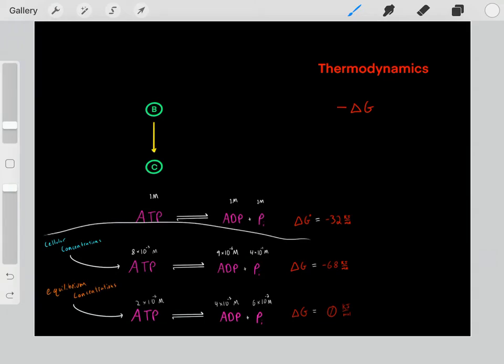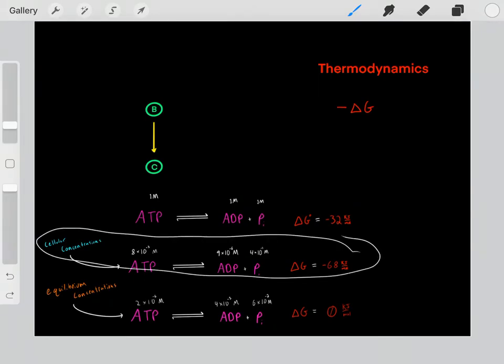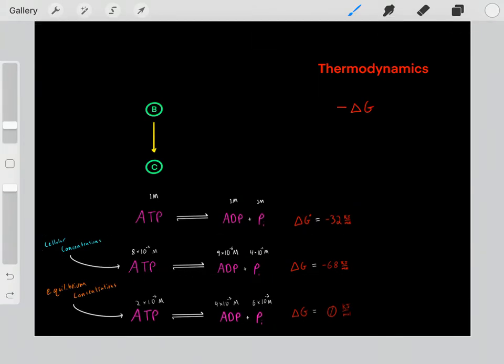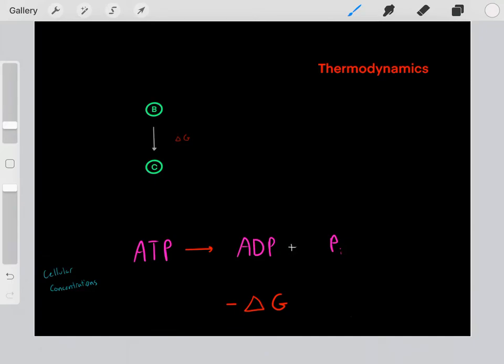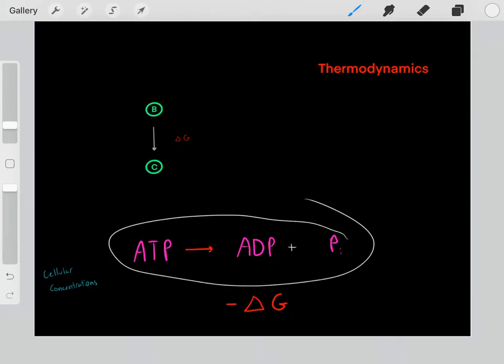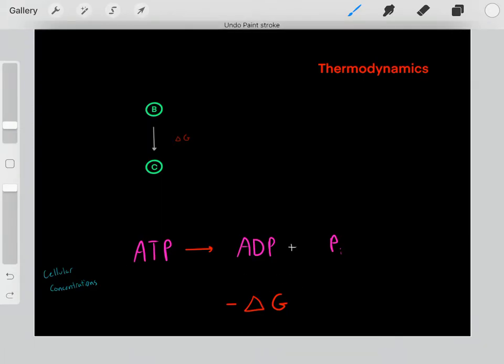But really what's important is these cellular concentrations, the concentration of ATP, ADP, and inorganic phosphate under these cellular conditions. And the point is under these cellular concentrations, this reaction is very thermodynamically favorable. It has a very negative delta G of negative 68 kilojoules per mole. So therefore, under these cellular concentrations, taking ATP and hydrolyzing it into ADP and inorganic phosphate is very thermodynamically favorable with a very negative delta G.